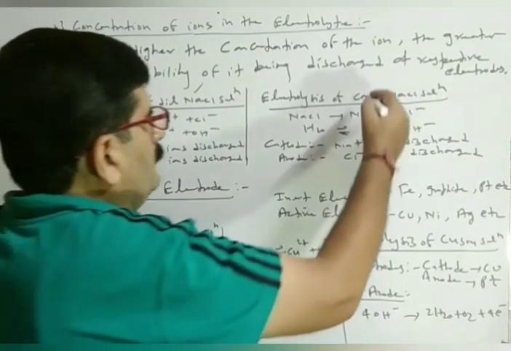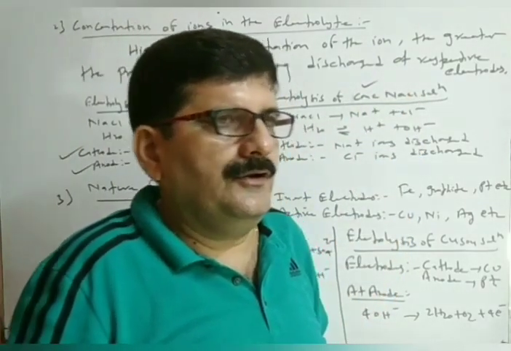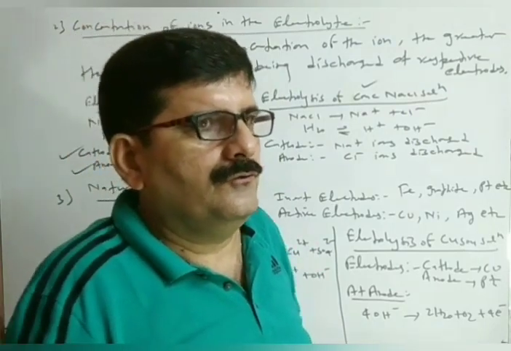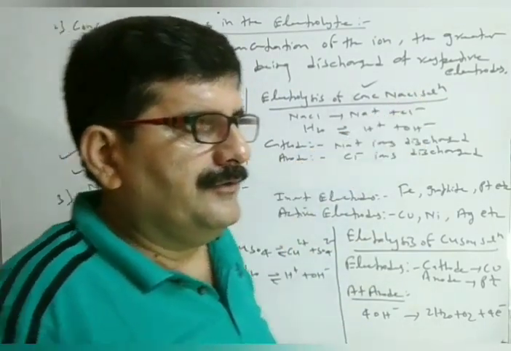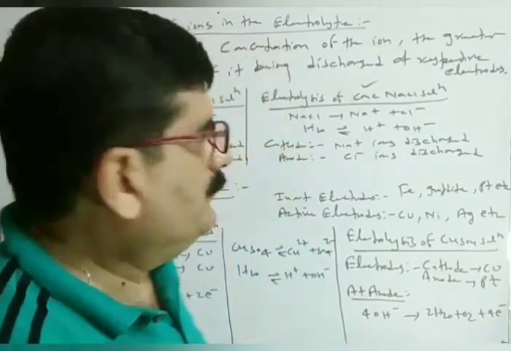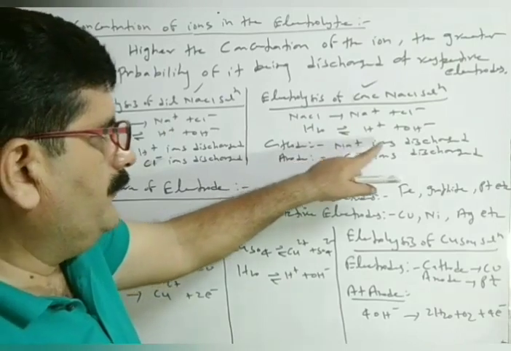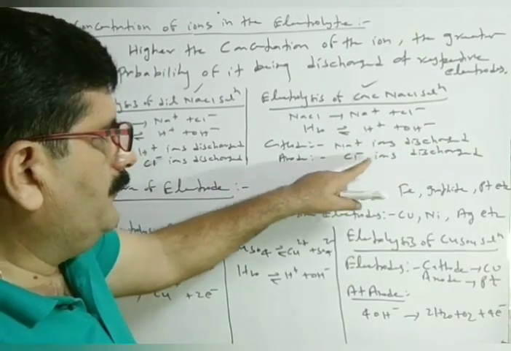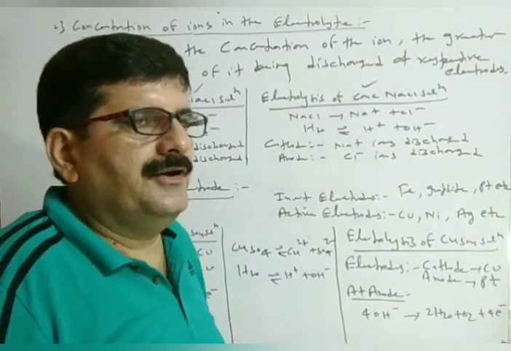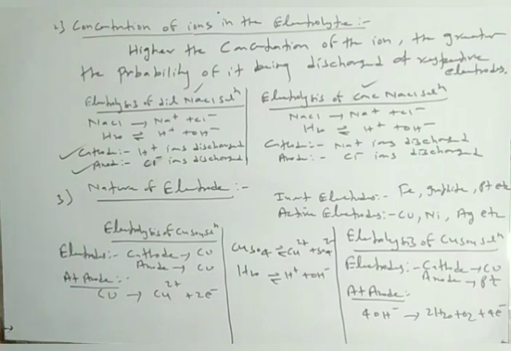But if concentrated NaCl solution is given, here there is no role for solvent. So only Na+ and Cl minus are responsible for the electrolysis process. So we can say at cathode Na+ ion is discharged, whereas at anode Cl minus ion is discharged, that is deposited. Our last factor is nature of electrodes.